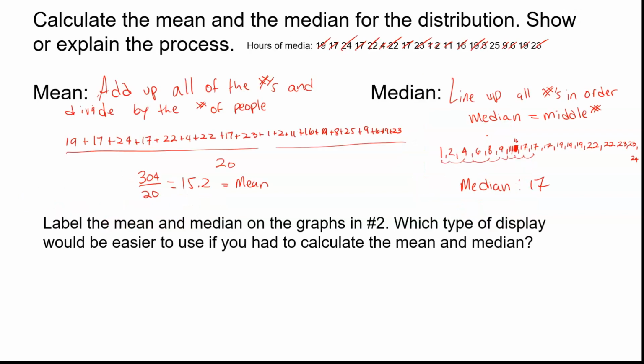So it says, which type of display would be easier to use if you had to calculate the mean and median? Well, for me personally, I think the dot plot is going to be a lot easier. And that's because it shows you all of the data. The histogram groups our data. The dot plot shows each piece of data.